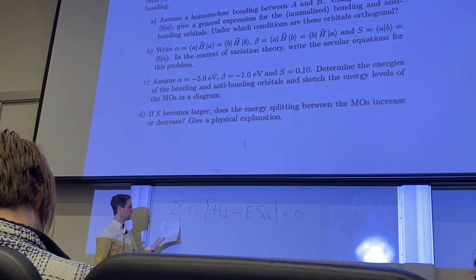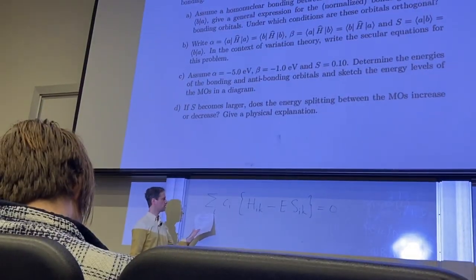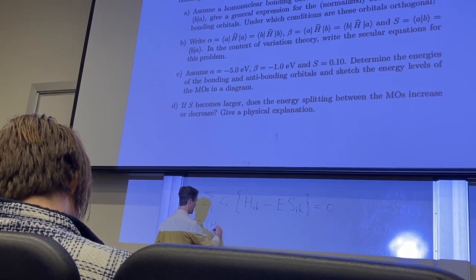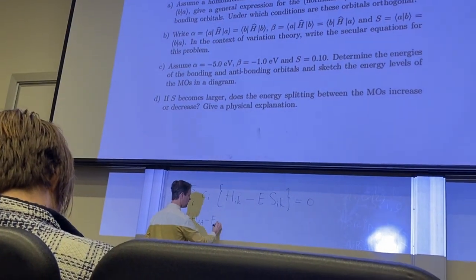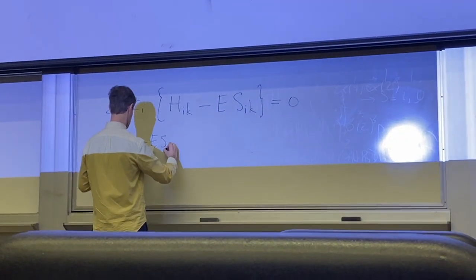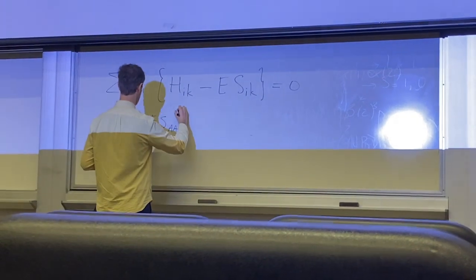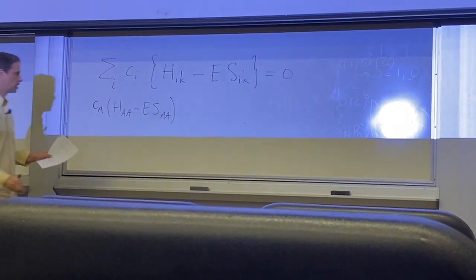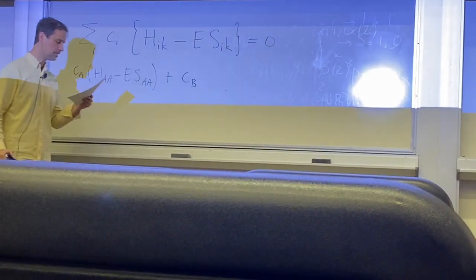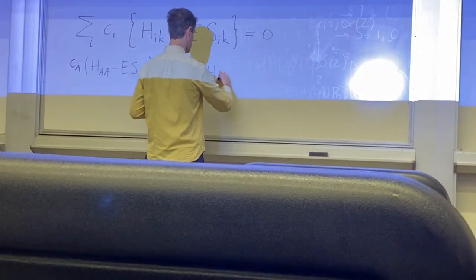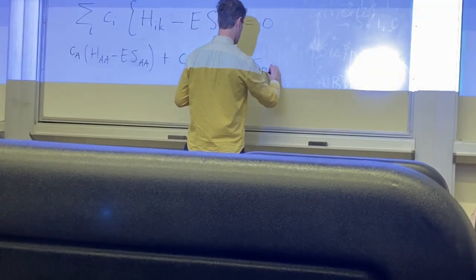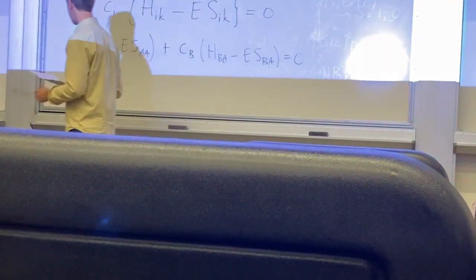When k equals A, and i runs from A to B, that means that i can be either A or B. So the first possibility is A. Then I have H_AA minus E S_AA, that's the first possibility. The second possibility is when i equals B, so I get c_B and then H_BA minus E S_BA. That should be 0. That's the first equation.